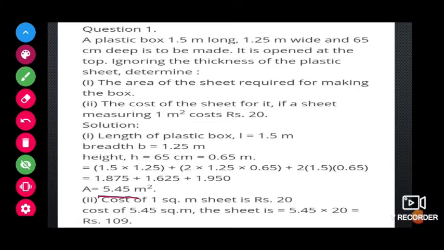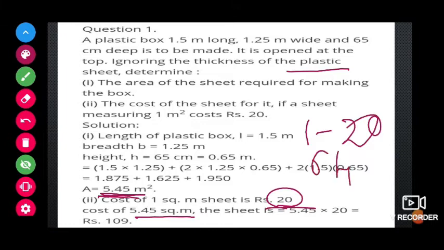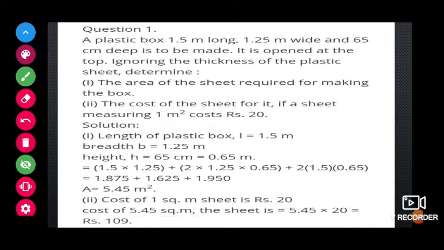That's it. Now they are asking the cost: if we want to make that, how much plastic sheet do we need, and if each square meter is 20 rupees, what is the total cost? We just found the area is 5.45 meter square, so that much plastic sheet we need. If each square meter is 20 rupees, then 5.45 square meters will be, like a unitary method: if one is 20, then 5.45 will be 5.45 into 20. If we do that, we will get 109 rupees as the cost.